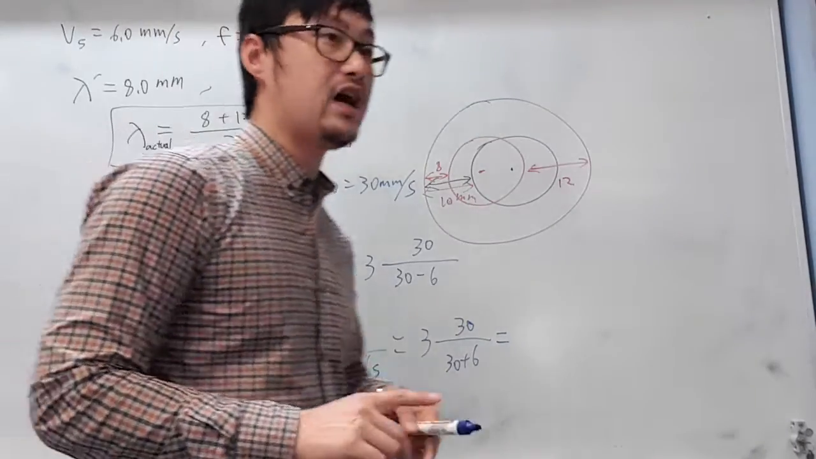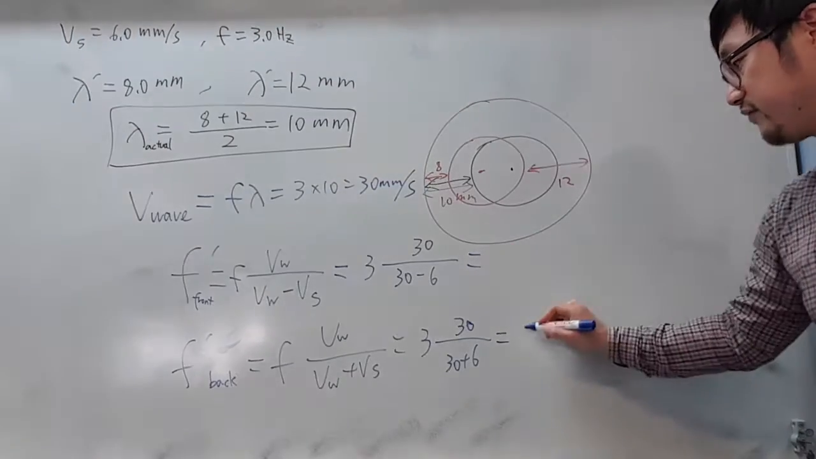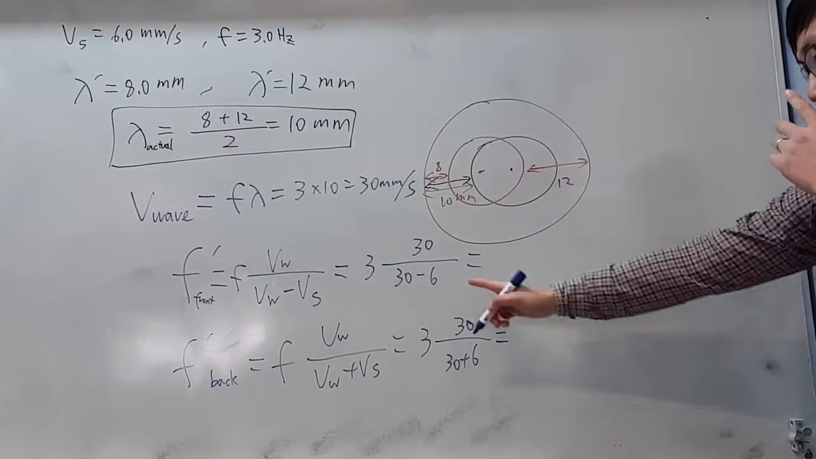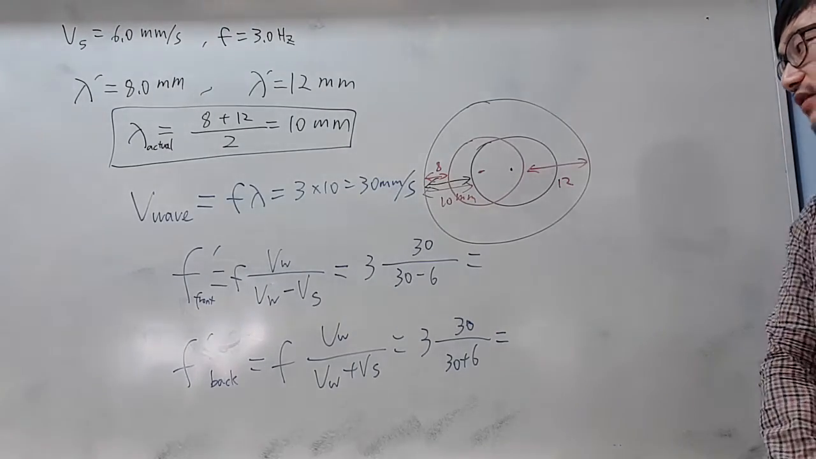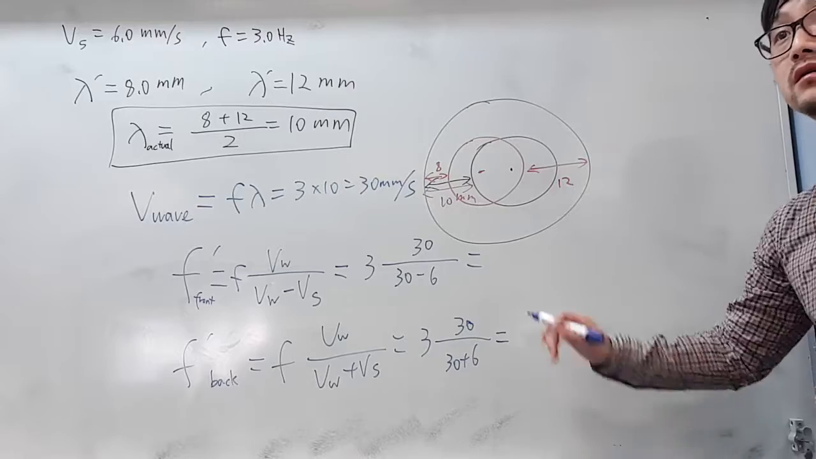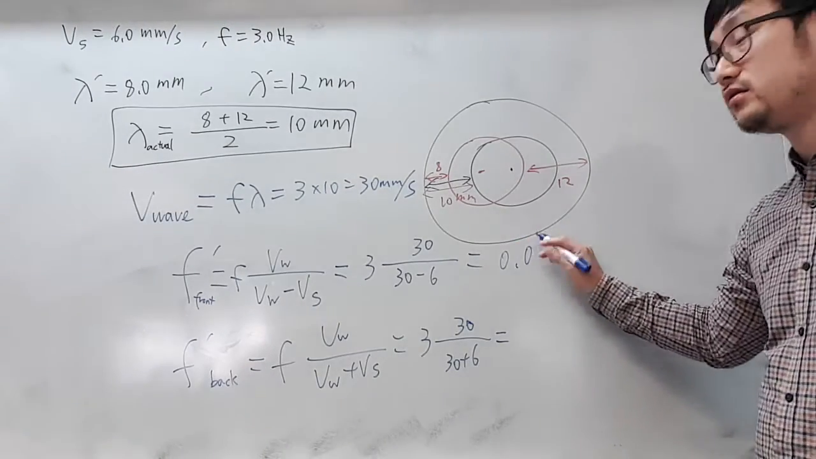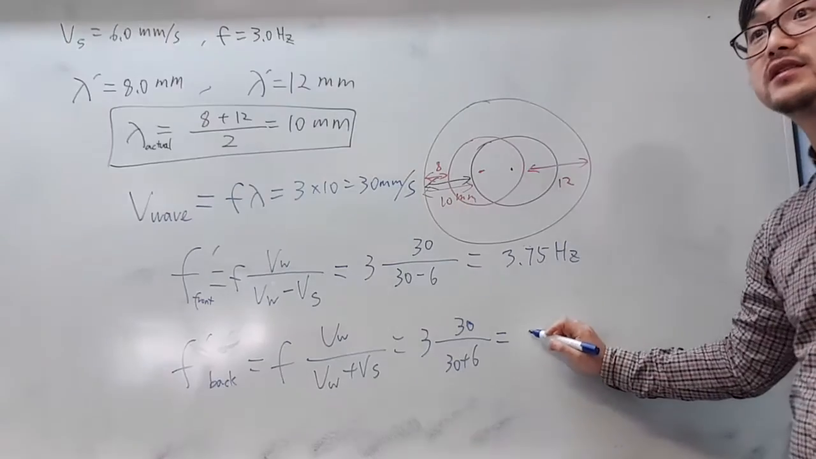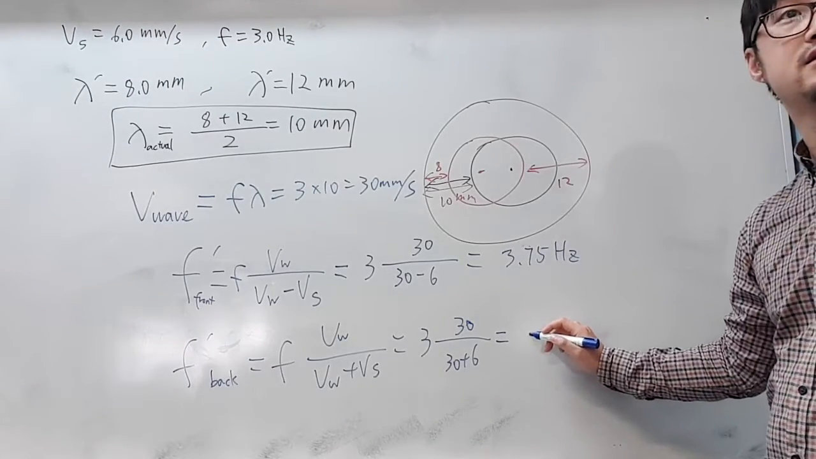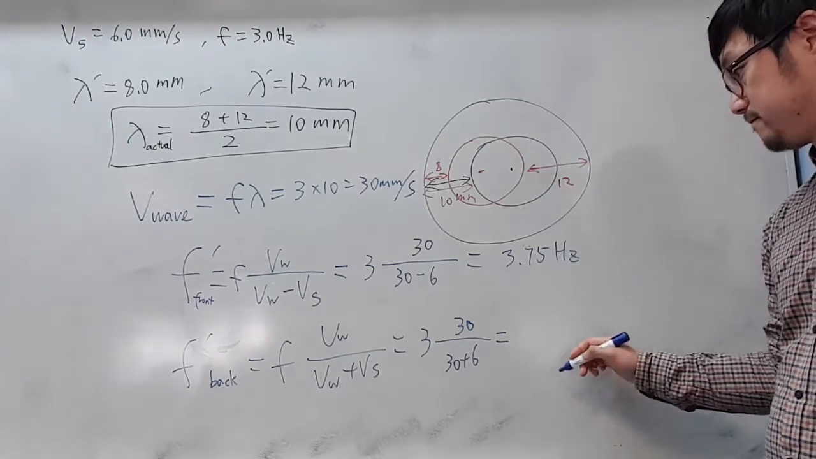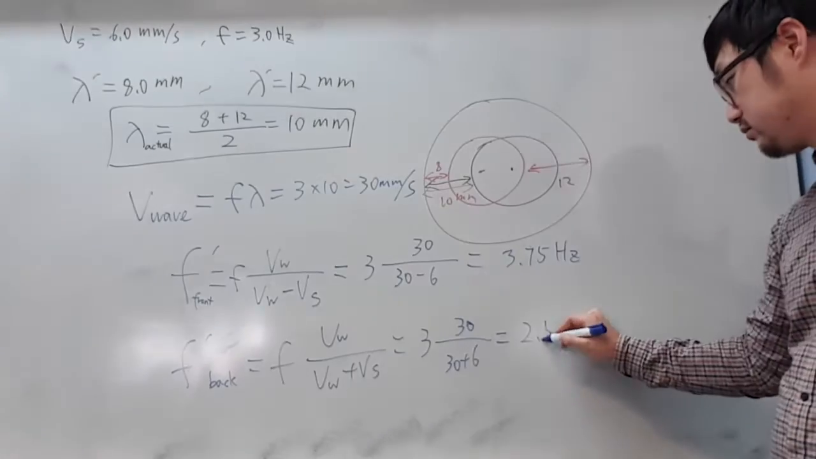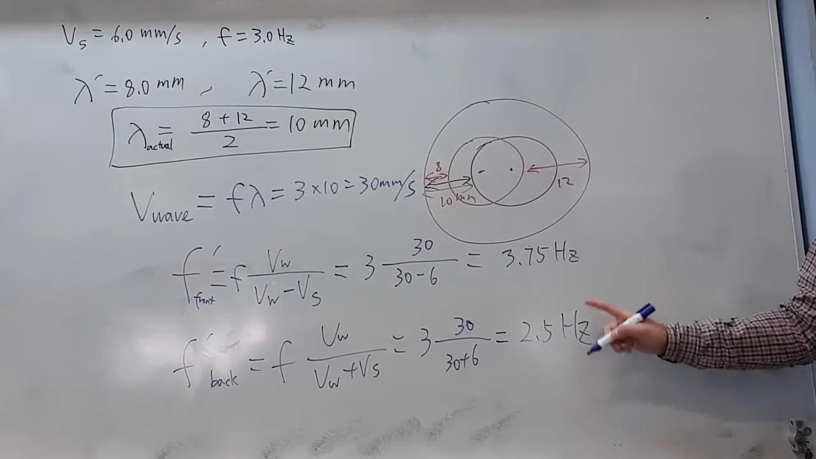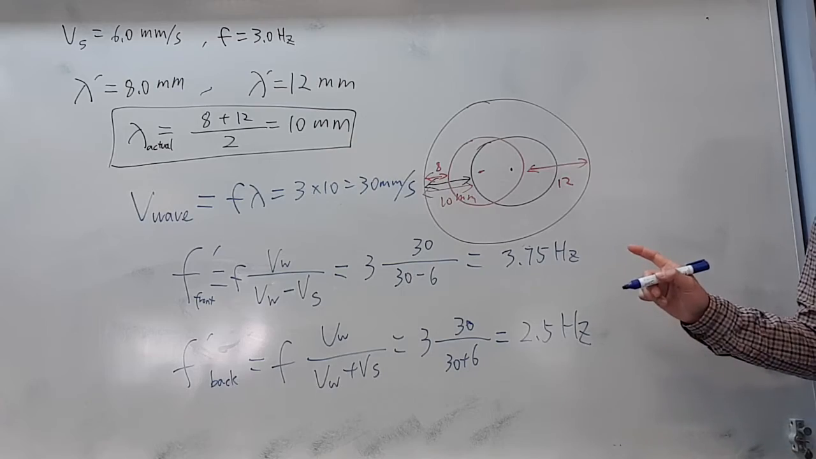Can anyone quickly put this in the calculator, see what is the perceived frequency in the front and on the back? No. 90 divided by 24, because they're in meters. 3.75? Yeah, what about this one? 2.5? Yeah, that should be the answer. That should be my frequency in the front. This should be the frequency on the back. Yeah, that's the answer for C.